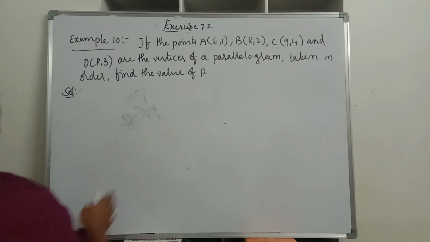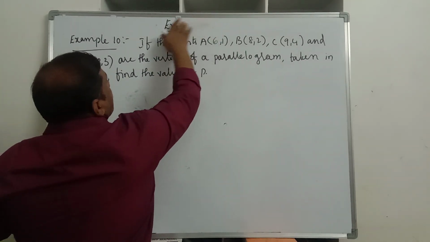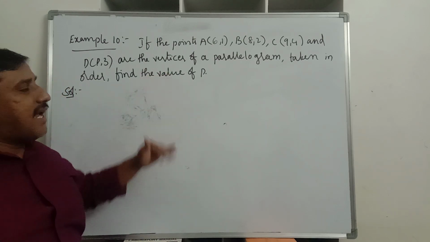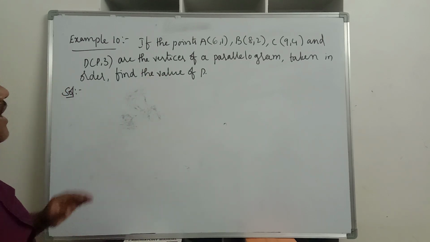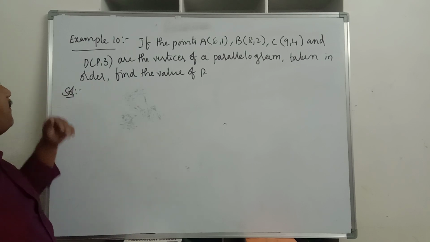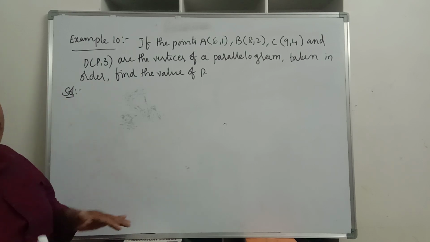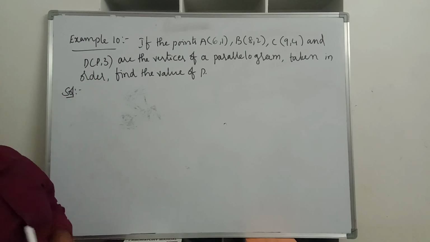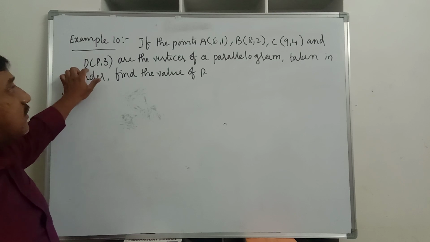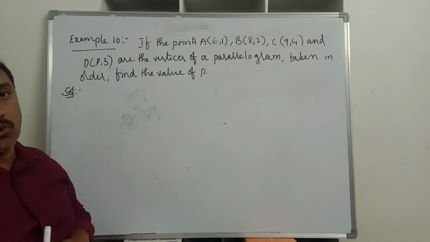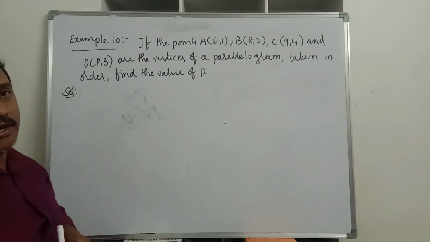Now we will discuss example 10. If the points A (6, 1), B (8, 2), C (9, 4) and D (p, 3) are the vertices of a parallelogram taken in order, find the value of p, that is, the coordinates of vertex D are (p, 3). p is unknown. How to find the value of p?